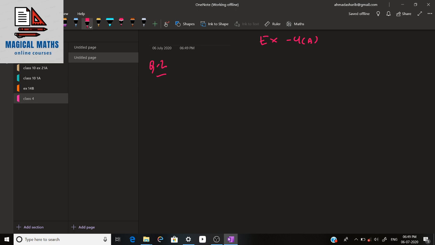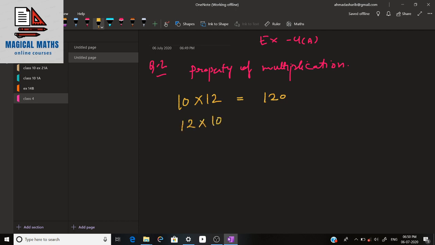First of all, we are going to study in this part the property of multiplication. Now what is the property of multiplication, students? Let me tell you in a very simple way. For example, you are multiplying a number, let's say 10 by 12. So what will you get? You will get 120. But if you multiply 12 into 10, will you get the same answer or a different answer? Yes, you will get the same answer, 120.